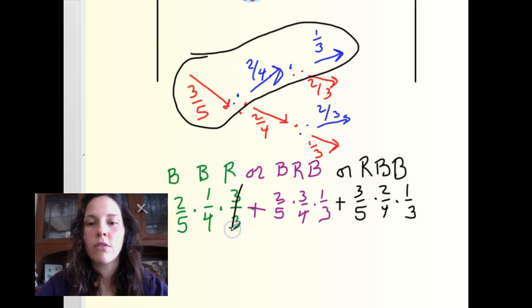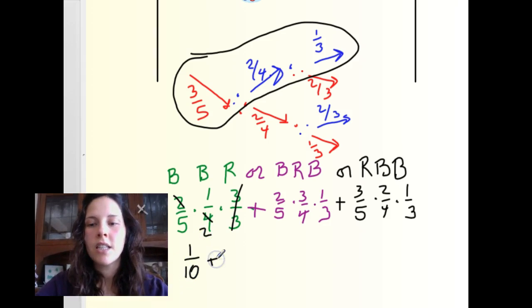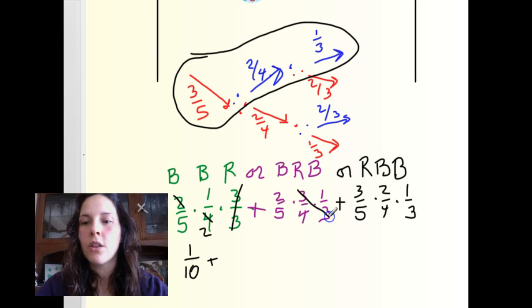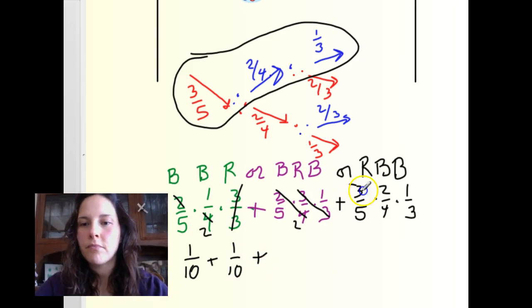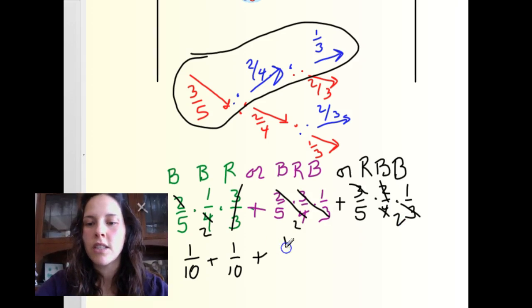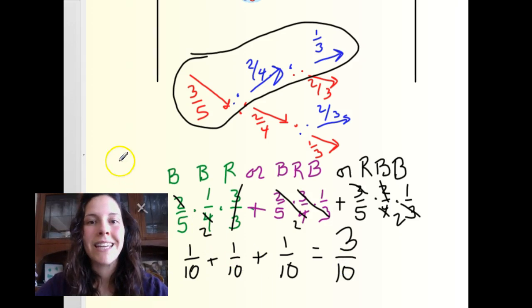So the 3's cancel, 2 goes into 4 twice, so we have a 1/10 probability. And that's going to be the same for all of them. The 3's cancel, 2 goes into 4, so we've got 1/10. And the last one, 3's cancel, 2 goes into 4 twice, so we still have a 1/10 probability. So our total probability of 2 blues and 1 red in any order is 3/10.